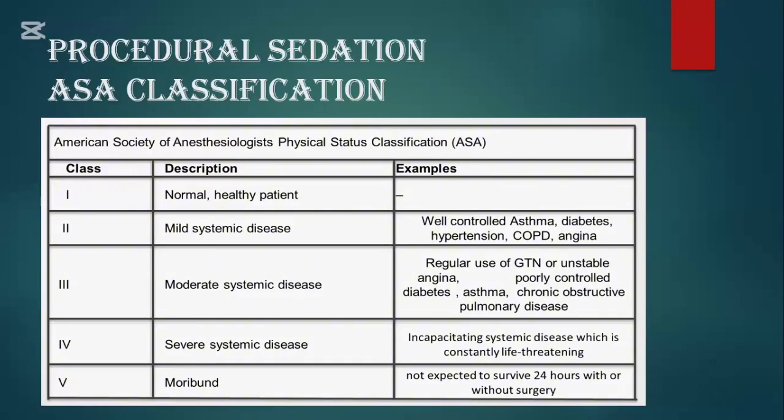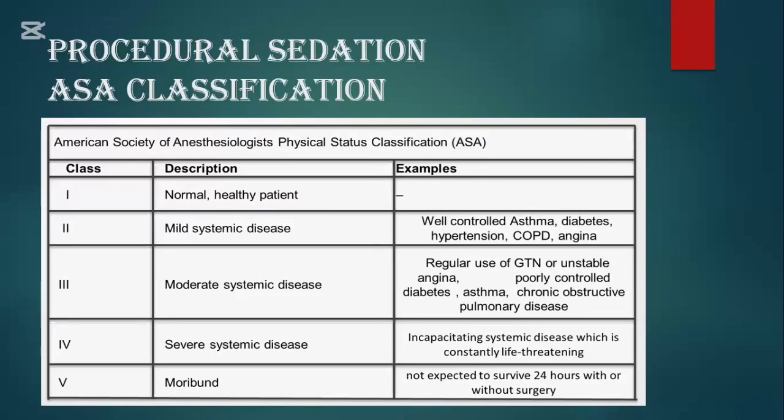We keep on adding adverse features: in class 1, normal healthy patient; in class 2, mild systemic disease; in class 3, systemic disease that is not controlled. Okay, in class 3, the patient might have diabetes, hypertension, and other diseases which can affect his respiratory or cardiovascular system as well as CNS. So the patient might have diabetes, hypertension, asthma that is poorly controlled, multiple episodes of asthma, multiple spikes of hypertension and sugar level. So we have to be very cautious in this patient.